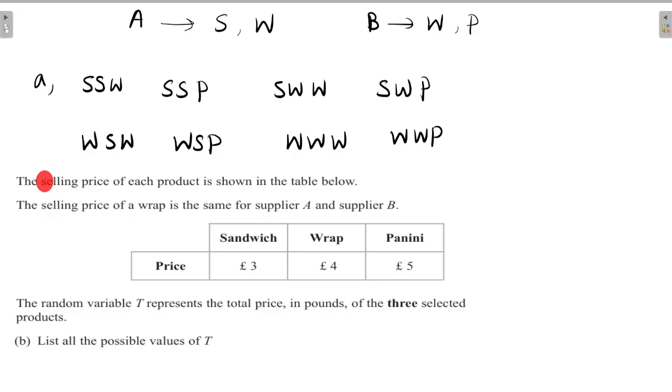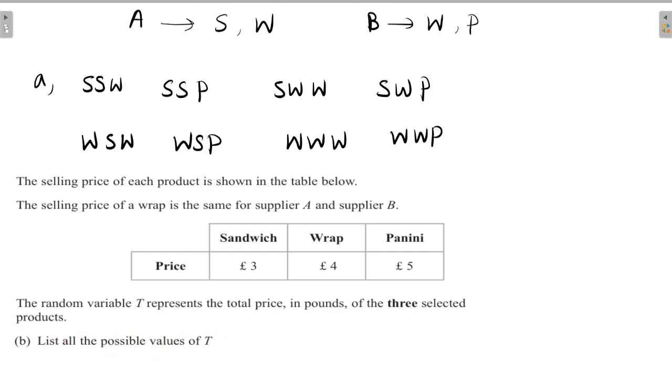The next part: the prices are given. The selling price of each product is shown in the table: sandwich, wrap and panini. Here, the random variable T represents the total price in pounds of the 3 selected products. List all the possible values of T.